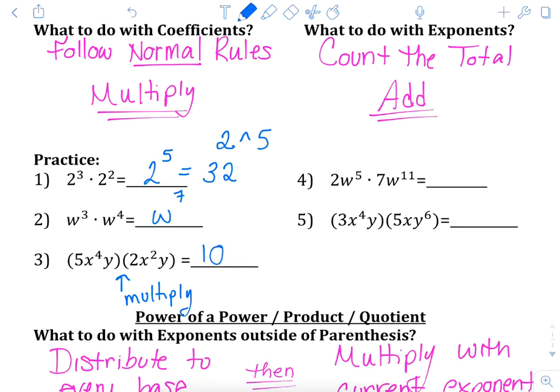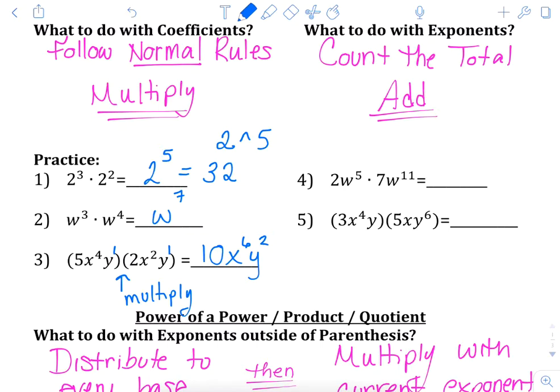After that, now I can worry about my exponents. How many total x's do I have? I have 4 in the first parentheses, 2 in the second. Add that together makes a total of x to the 6th. For the y's, I don't have an exponent on either one because it's really just one y on each parenthesis. Y to the first power, y to the first power. If I add that together, I have a total of y to the second.